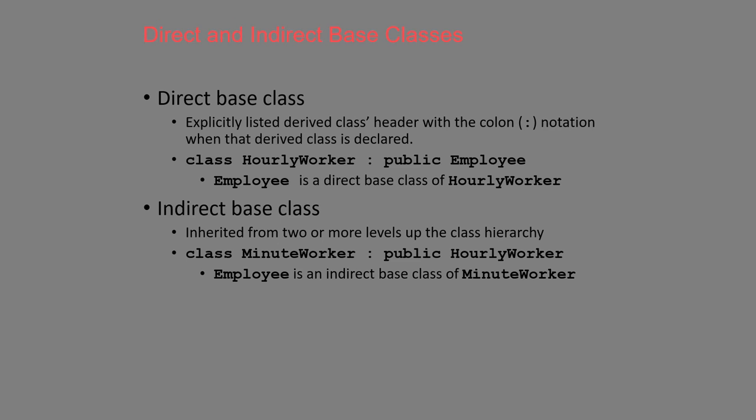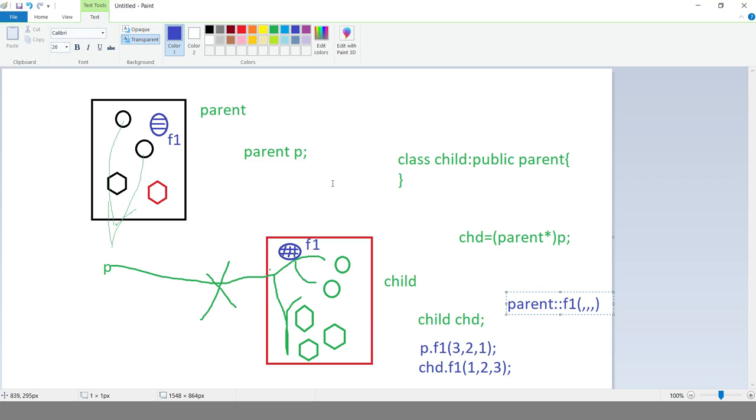There are direct and indirect base classes. For example, as we have seen earlier, we have this employee class, that is the base class for this hourly class, and we have declared another child, minute worker. Okay, so employee is the indirect base class of the minute worker.